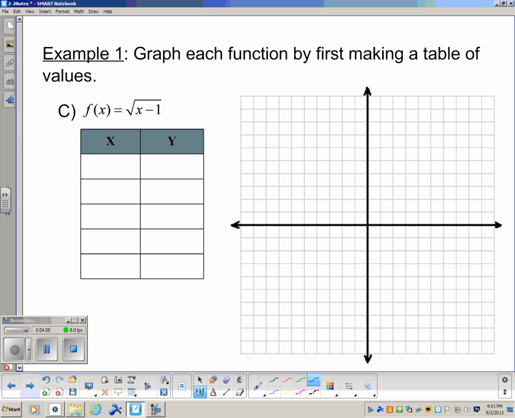So we need to figure out how to get 0 inside here. You get 0 inside when x is 1. And if you don't see it, you need to take whatever is inside the square root, set it equal to 0, and then solve for x.